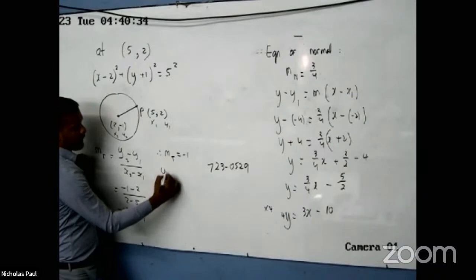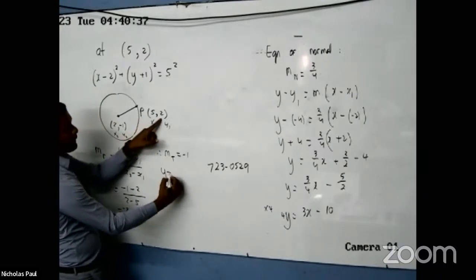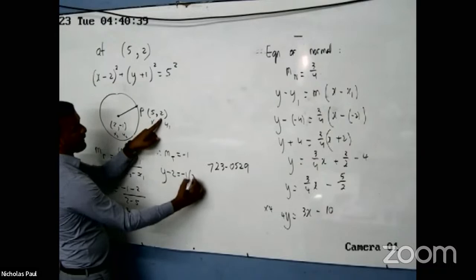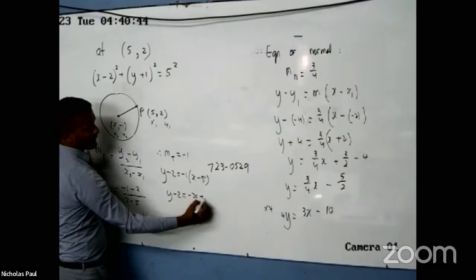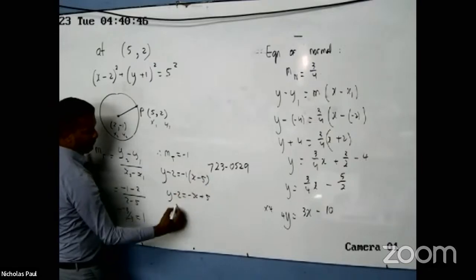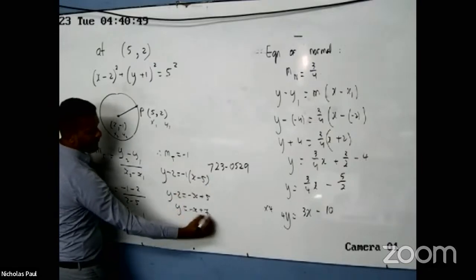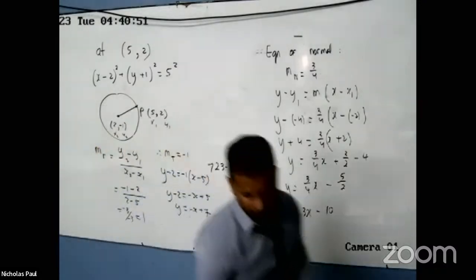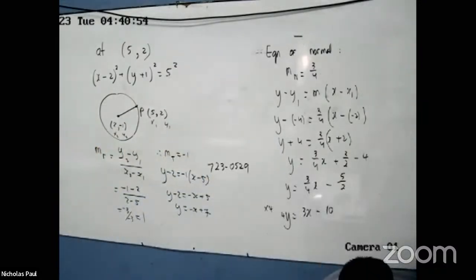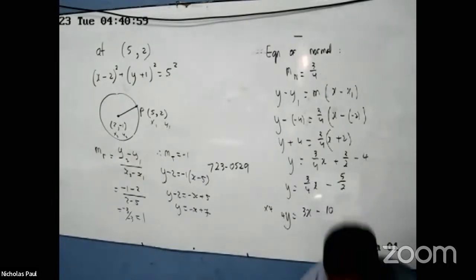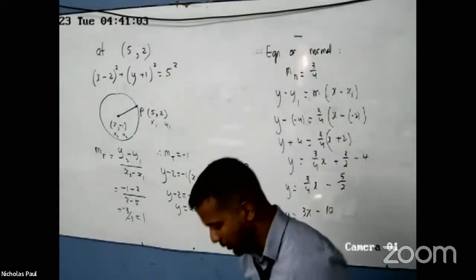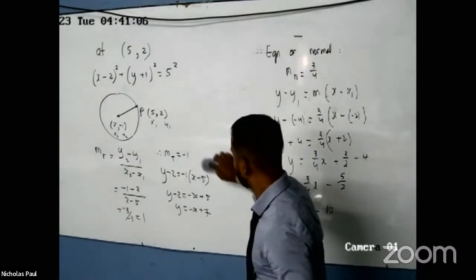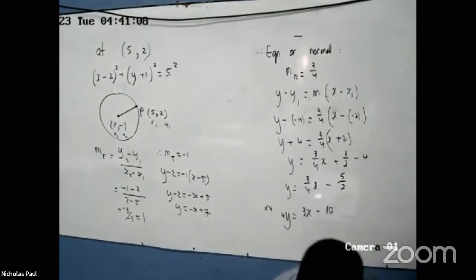And the equation will be y minus y1 equals the gradient times (x minus 5). So y minus 2 is minus x plus 5. So y is minus x plus 7. Online, did you get it? Nice, good job.